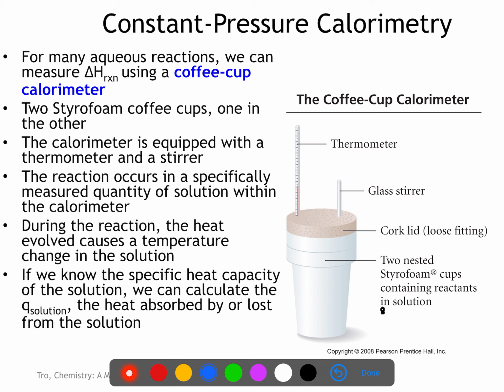If we know the specific heat capacity of the solution, we can calculate the heat of the solution in the calorimeter. Therefore, heat of solution is equal to mcΔT, the mass of the solution times the specific heat of the solution times the change in temperature, which then tells us that the heat of the reaction is equal to the heat of the solution. We always have to remember that according to the law of conservation of energy, the total energy is constant. So the energy of the system has to equal the energy of the surroundings, here being the reaction and the solution, one absorbing and one releasing.